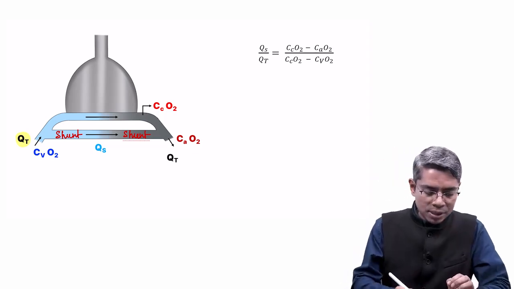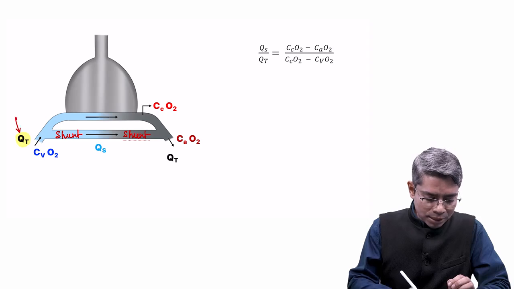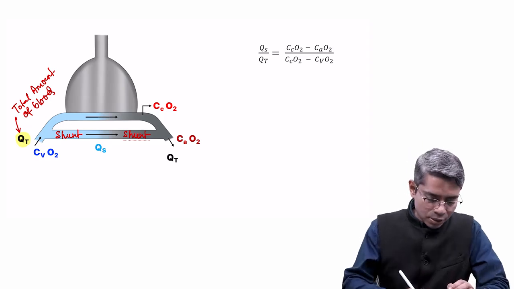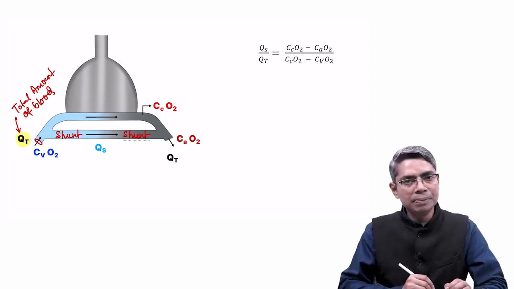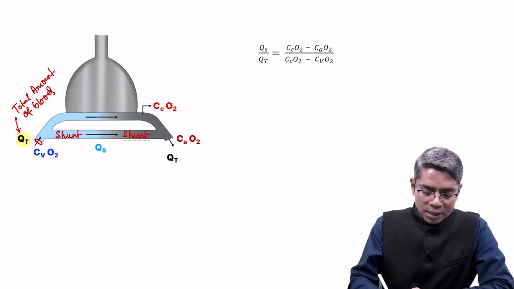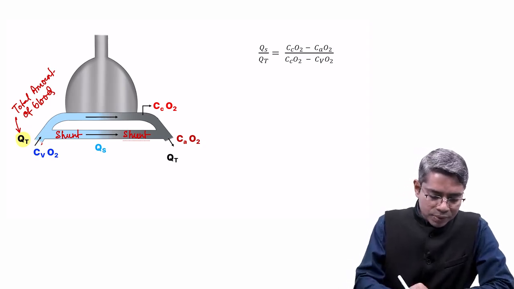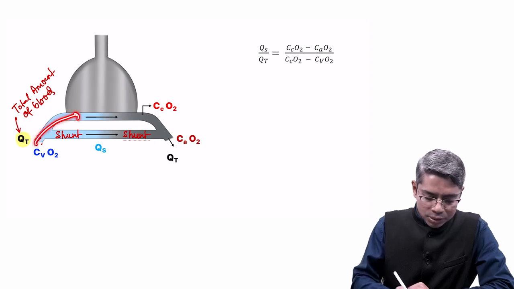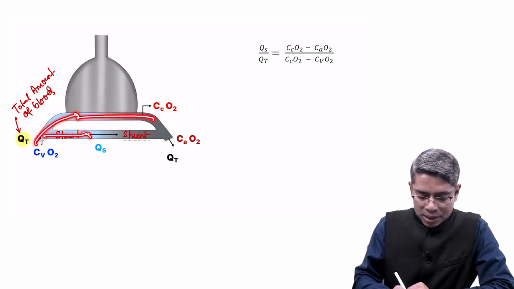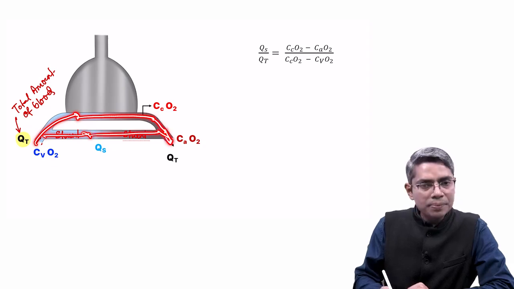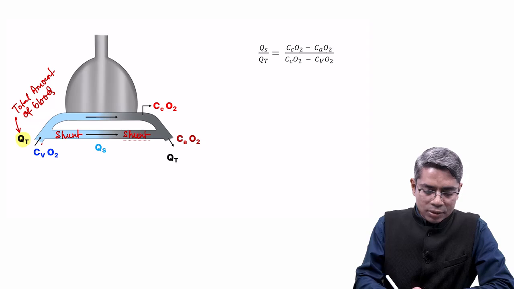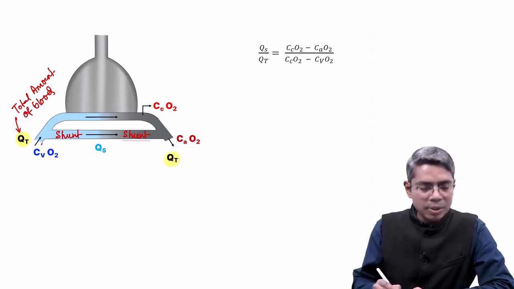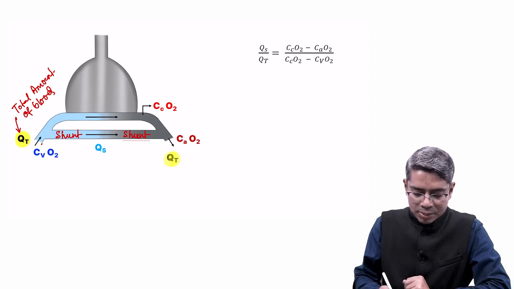What is this total amount? This is the total amount of blood that is flowing through this venous side. Okay. So this is the total amount of blood, QT. So whether the blood is going through this lung or whether the blood is going through this shunt, ultimately all this blood is going to mix up on the arterial side also. So in the arterial side also I am going to get this QT amount of blood. So the amount of blood is remaining same on both sides.